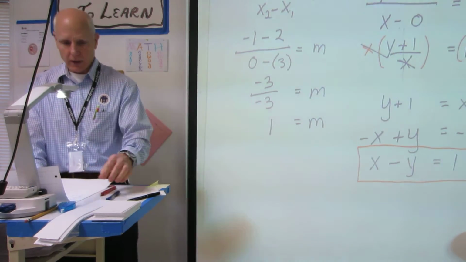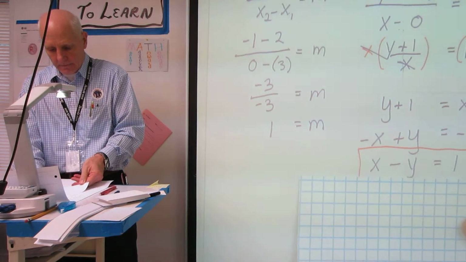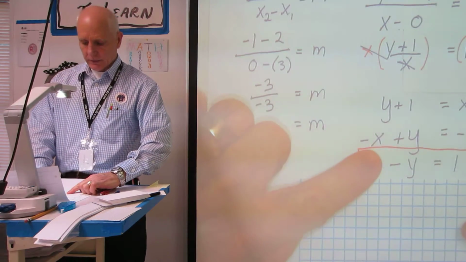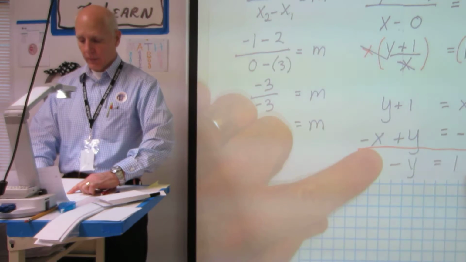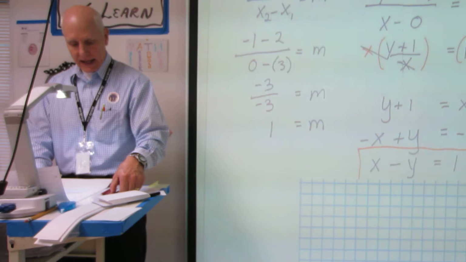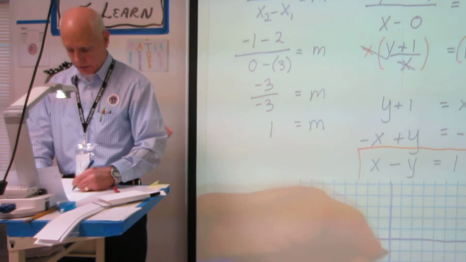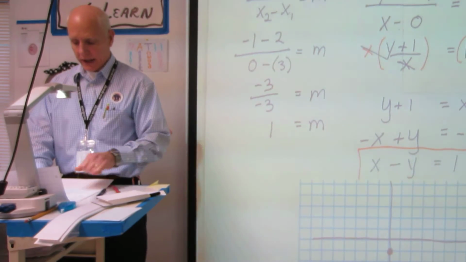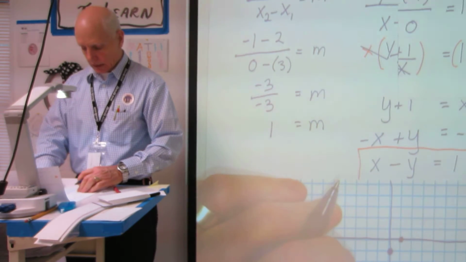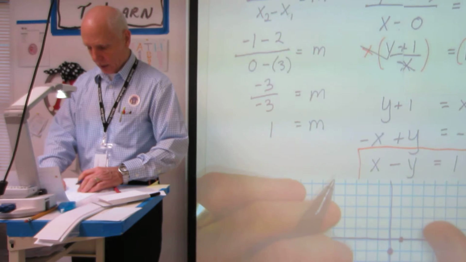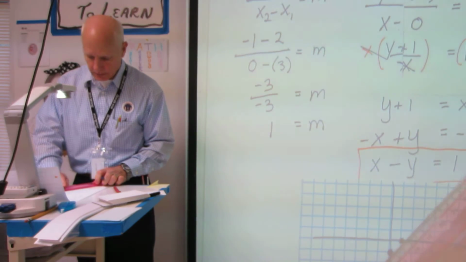And we could graph this very quickly using the standard form. If x is 0, then -y is equal to 1, or multiplying through by -1, y would be equal to -1. So at 0, -1 is one of the points on our line. And if y is 0, x is a positive 1. And there's the formula for our line. x minus y is 1.